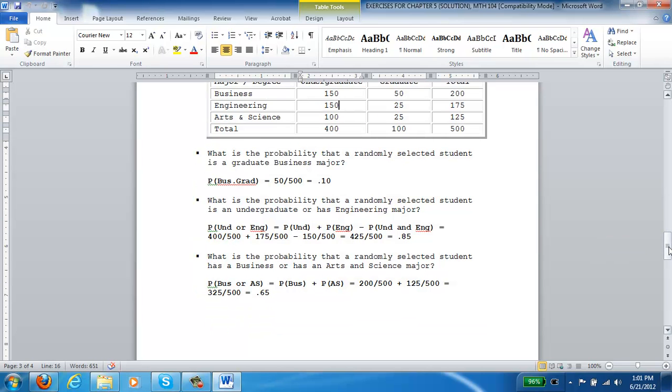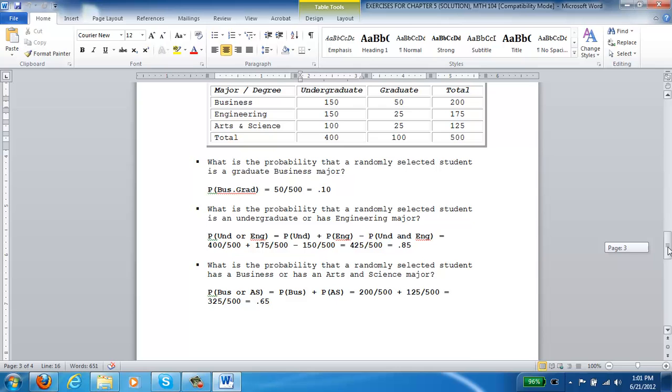While on the next one it says to have a business or arts and science major. So in this case we have to figure out how many business we have. We have 200 over 500 and another 125 arts and sciences. As you see, in this case we don't have any intersection, so simply we add the business and the arts and sciences, and this is going to be the answer, 325 over 500, 0.65.